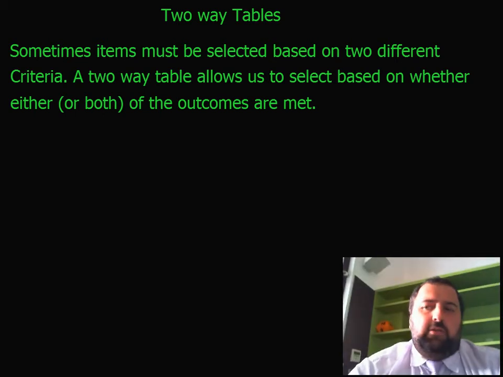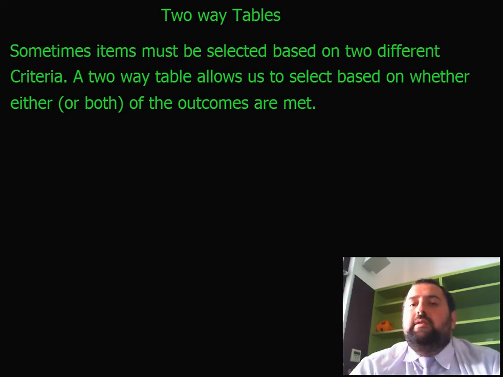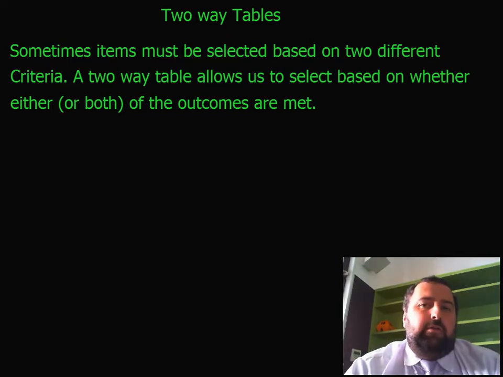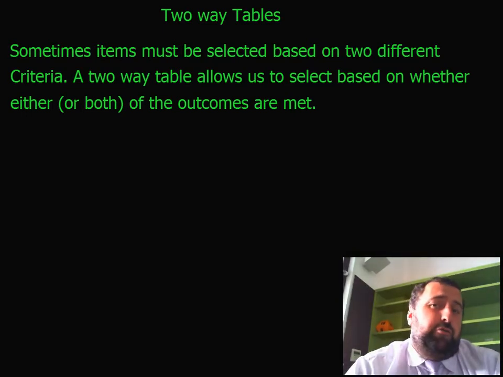Okay guys, so next we're talking about two-way tables. Two-way tables are basically a way of separating things into different groups. Now, normally separating things into different groups is easy, but what about if we have to separate them into two different groups at the same time?